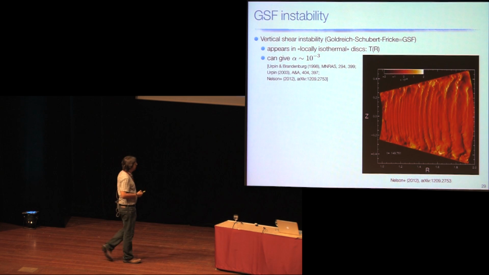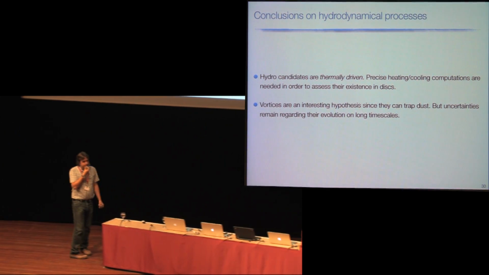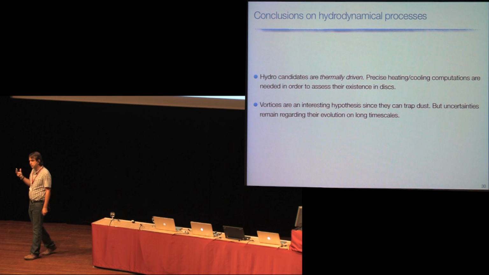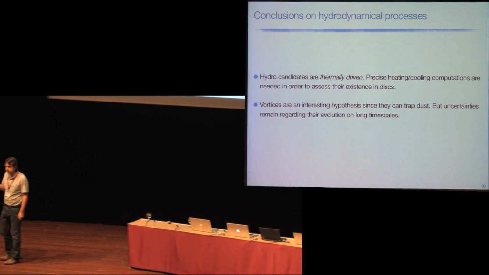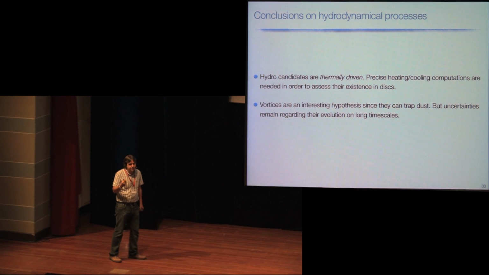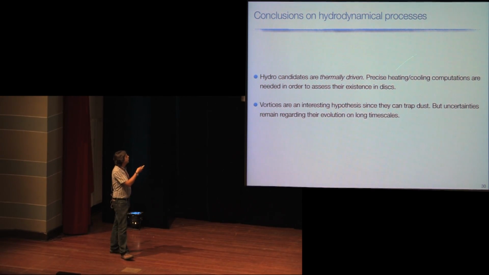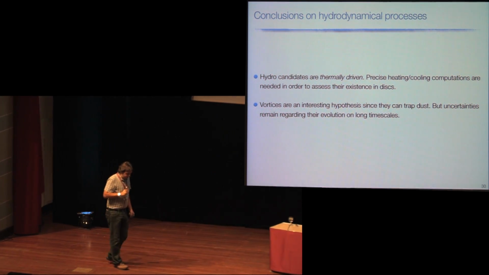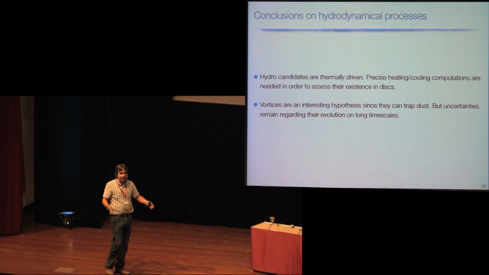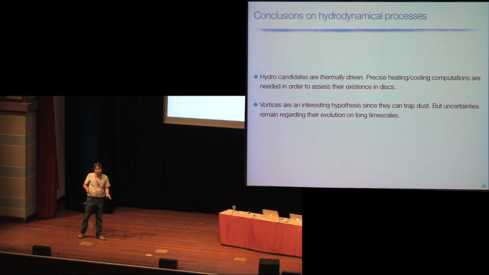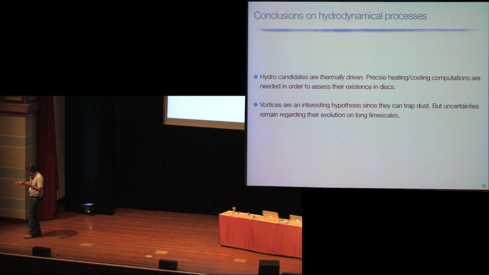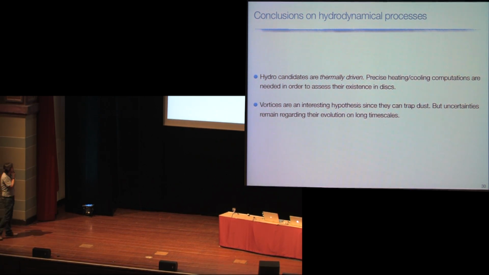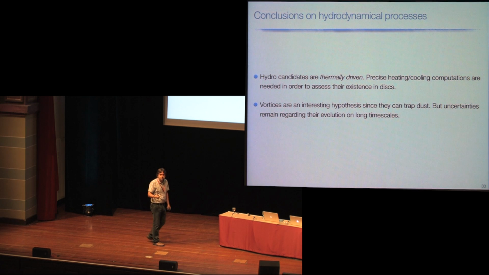So what do we conclude? First, that all the hydro instabilities we have at hand at the moment are driven by thermal processes. So in order to assess their existence in disks, we have to compute precisely the heating and the cooling we have in these disks. The other point is that vortices are very interesting because we know that they can trap dust, and we kind of see, as I will show later, something which looks like vortices. So maybe this is a very interesting hypothesis. But keep in mind, there are uncertainties regarding their evolution on long timescales. They migrate, they are turbulent.